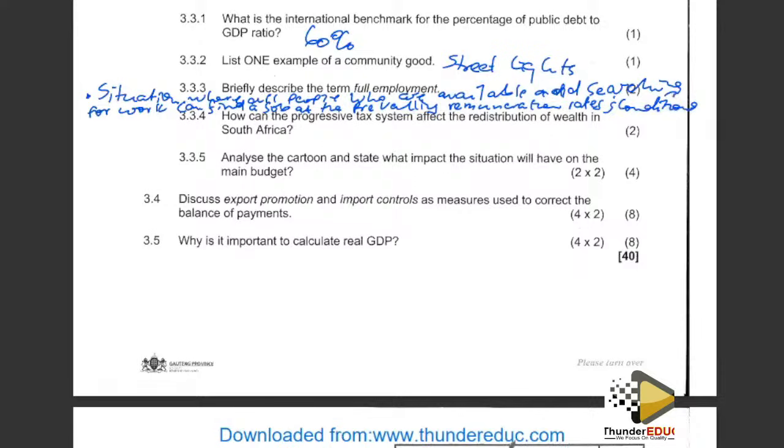Okay, right, grade 12. So now moving on to 3.3.4. How can the progressive tax system affect the redistribution of wealth in South Africa? Remember I said in South Africa, normally you see some progressive tax to make sure that they redistribute income from those who are earning a lot towards those who are poor. So now it means that this progressive one says that the more you earn, the more you are taxed.